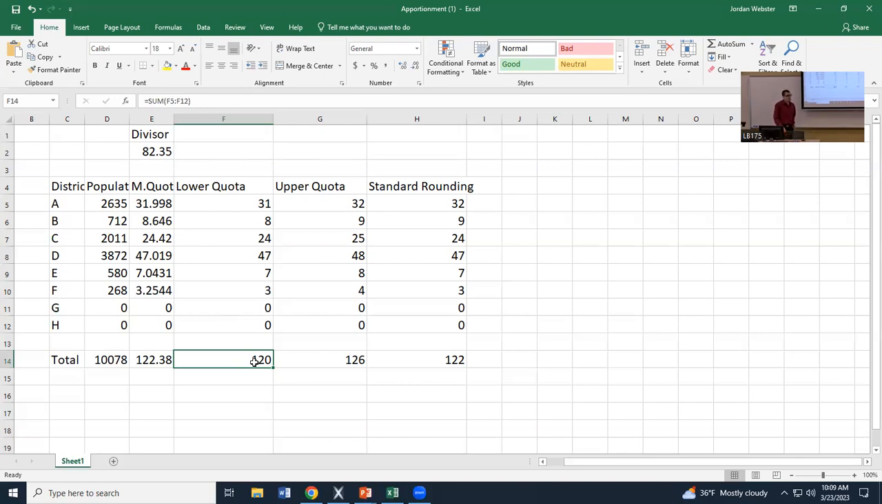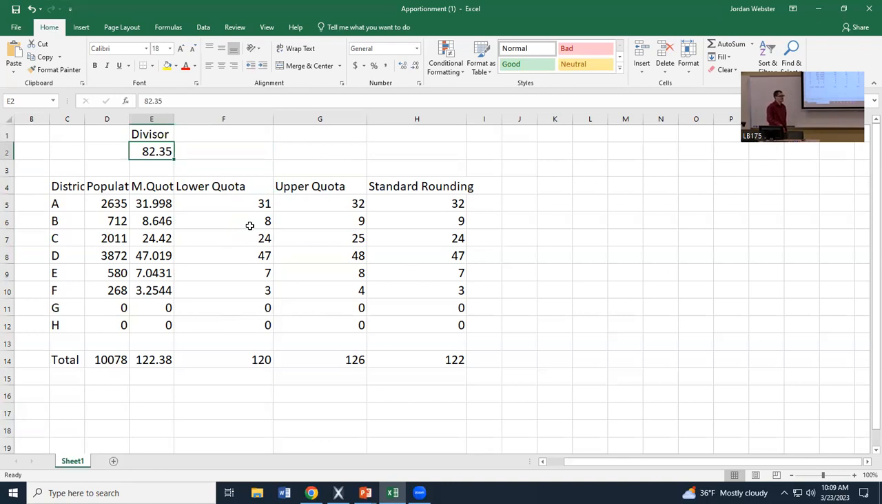But there you go. If we make our divisor 82.35, then the number of representatives that District A is going to get is 31. District B is going to get 8. District C gets 24. D will get 47, E will get 7, and F will get 3. Does that make sense?